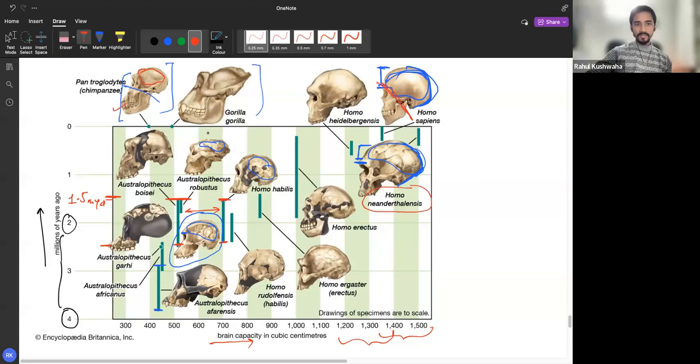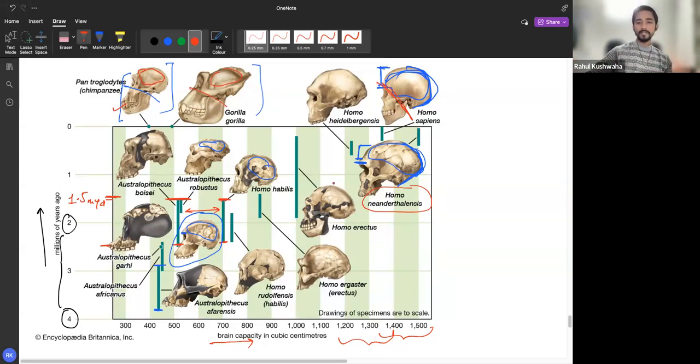So that's evident in the chimpanzee skull and also in the gorilla skull. See, huge jaw and tiny brains, right? Similarly, earlier humans had similar features, and as they went ahead, their brains started becoming bigger and jaws started becoming smaller, which is evident from these skulls.